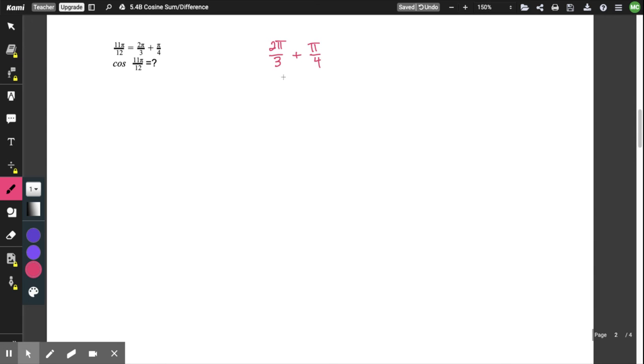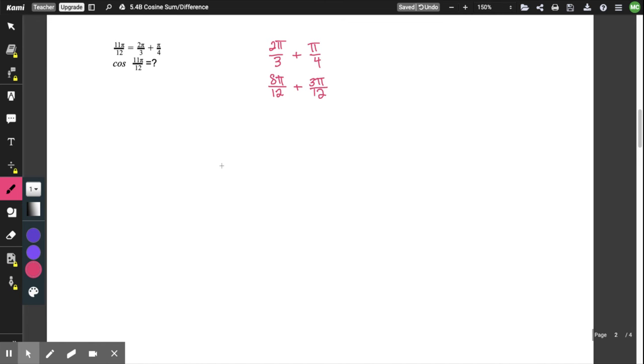So in order to add those, we do have to have the same denominator. So the least common denominator between 3 and 4 would be 12. So 2 pi over 3 would be 8 pi over 12, and pi over 4 would be 3 pi over 12. And so once I have it written like that, it's very clear that if I add those together, I would get 11 pi over 12.